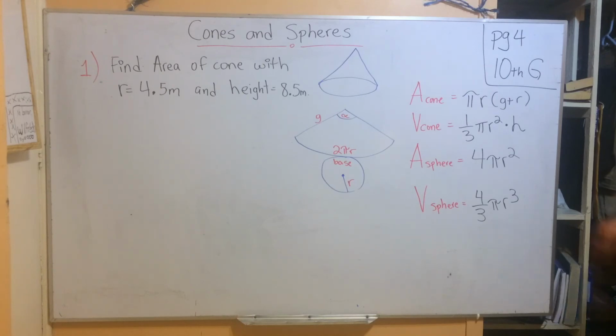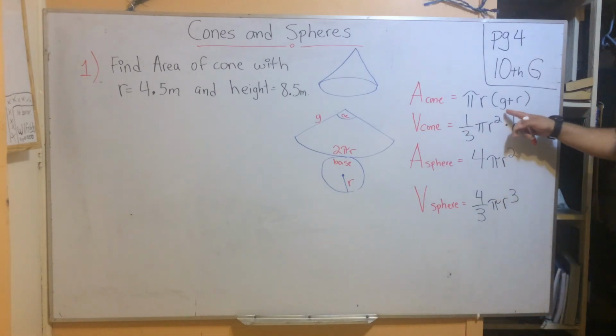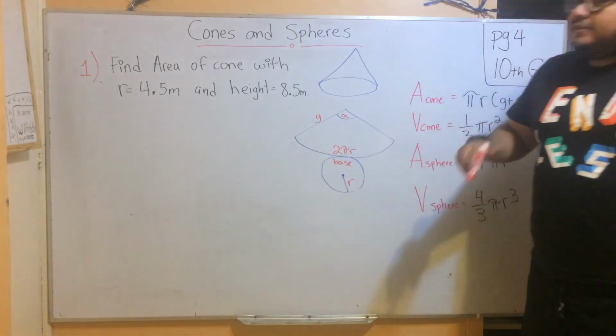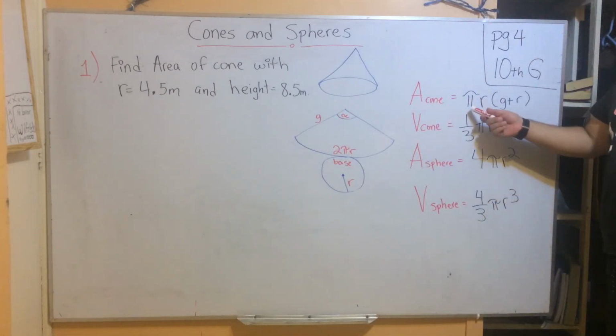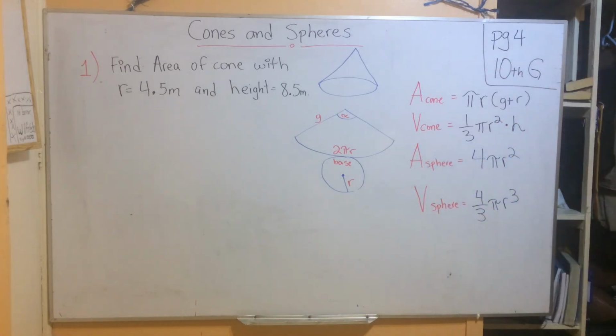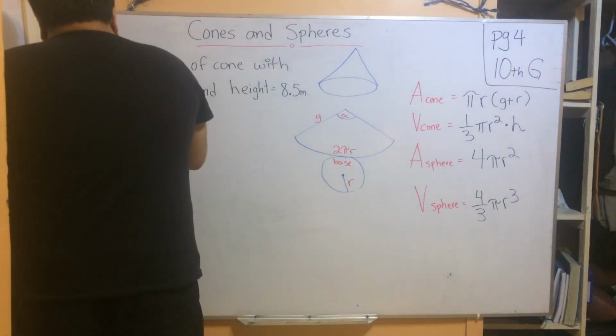So let's work with the information that they're giving us. It says, find the area of a cone with radius 4.5 meters and a height of 8.5 meters. So we take our values here with the formula. And here G is the same as height, because remember that G would be this, which would be technically the height of this sector. So we have pi r, and G plus r, which is the height plus the radius. Let's bring our values here, and we're talking about the area of the cone.